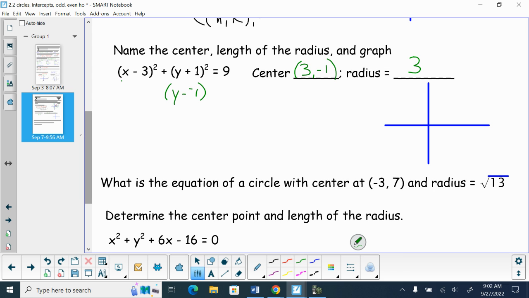So if I take a look at a graph of this, I have a center point at (3, -1). X is 3, y is -1. That's my center point. And I have to go 3 all the way around. What I typically do is I go 3 left, 3 right, because those are easy to count, 3 upwards, and 3 downwards.